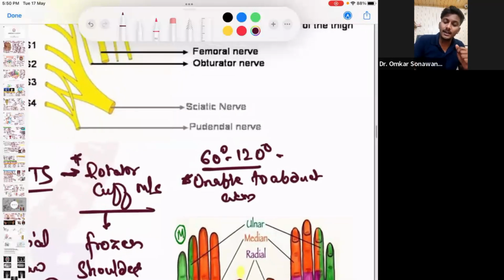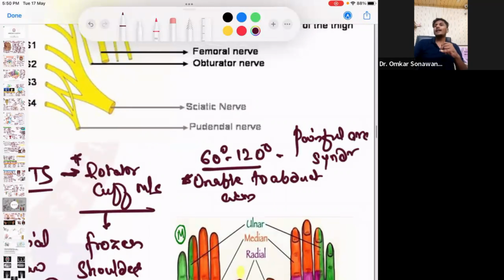We discussed this in ortho. It is called the painful arc syndrome. It is known as the painful arc syndrome. So when painful arc syndrome occurs in a patient, there is inflammation of the tendons, and therefore the patient is unable to abduct the arm from how many degrees to how many degrees? 60 to 120 degrees. The patient is unable to abduct the arm. No issues with this.